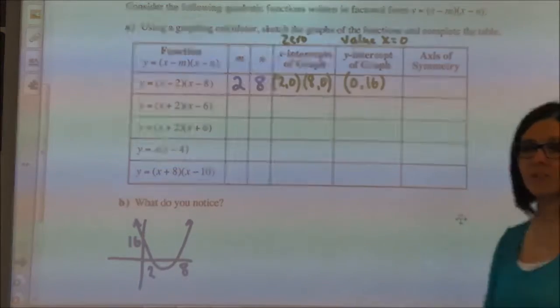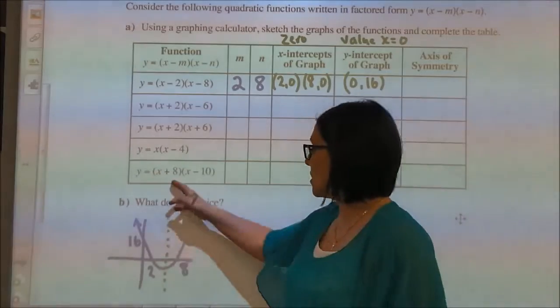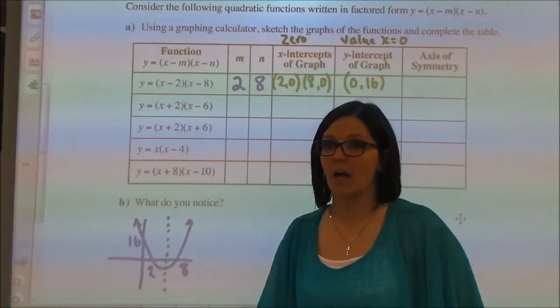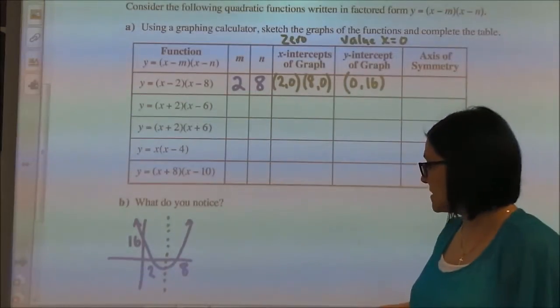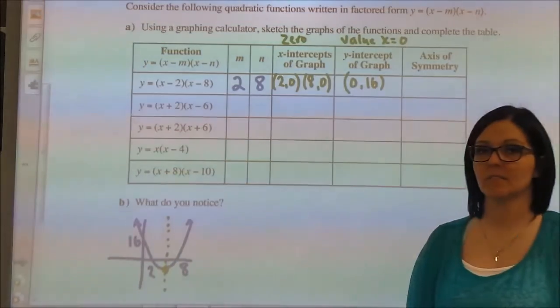This is my graph. Where's the axis of symmetry? Would it be like the 2 and 16? Go back through and find it in your notes, please. So the axis of symmetry is this vertical line that cuts through the middle of the graph. The axis of symmetry cuts through the vertex.